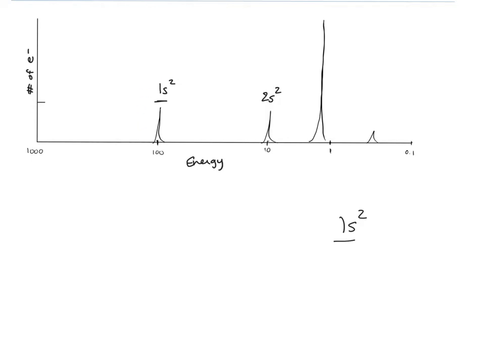So 1s2, 2s2. If we go over to this next series, we notice that the peak height is significantly larger. In fact, it's almost 3 times the peak height of the first 2 that we looked at. From that we can infer that this must be our 2p.